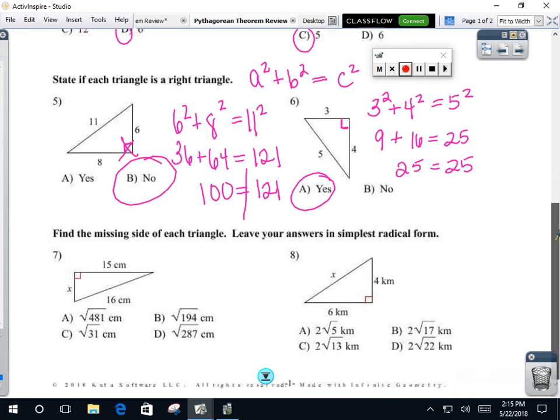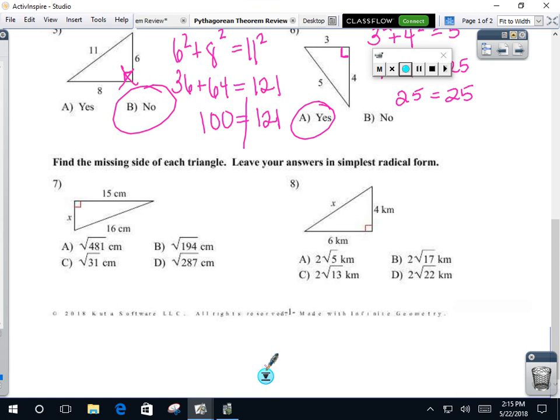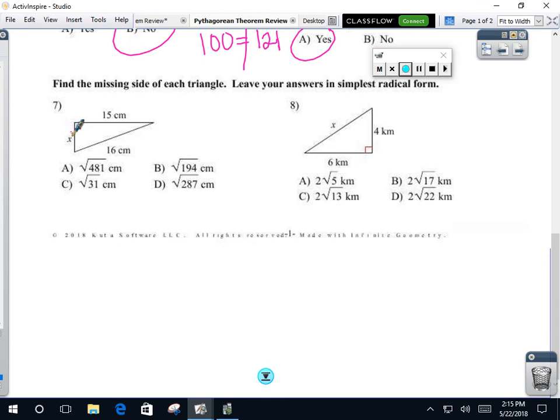Okay, number 7. Find the missing side of each triangle. So this time we're back to finding a missing side. What type of side is missing? No, the leg. Okay? I am going to just use X for the A.